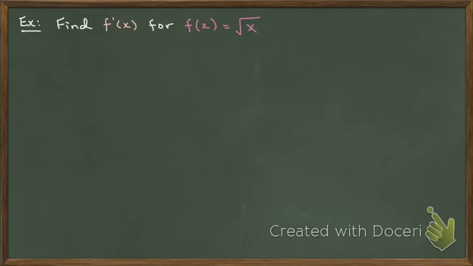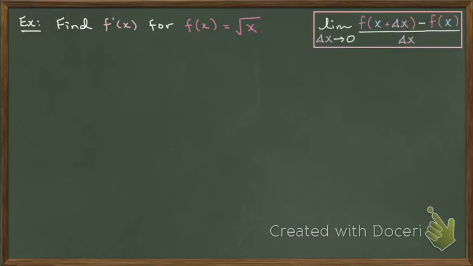Find f prime of x, the derivative, for the square root function, square root of x. Same exact process as before. I want to make a note here. Very frequently, what you'll see is this derivative formula, this limit, but instead of delta x, a lot of people use h. It might be a little less confusing. It's kind of up to you what you use. The book uses both. A lot of people use both. So I just want you to be aware that you will also see the derivative in its limit form written with h instead of delta x.